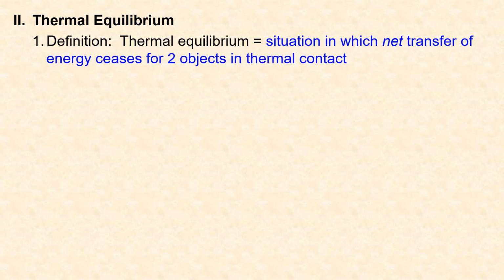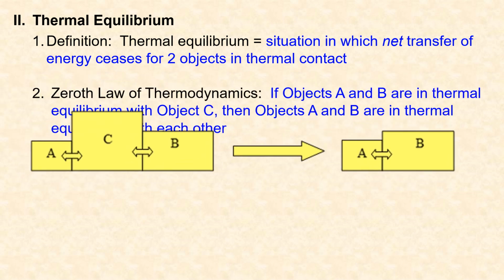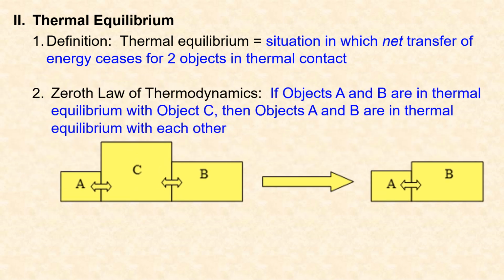So let's talk about this important concept called thermal equilibrium. We'll start out by giving a definition for what it means for two objects to be in thermal equilibrium with each other. Thermal equilibrium is that situation in which the net transfer of energy ceases for two objects in thermal contact. And this brings us to what we call the zeroth law of thermodynamics. Zeroth because it came after the first and second law, which we'll talk about later.